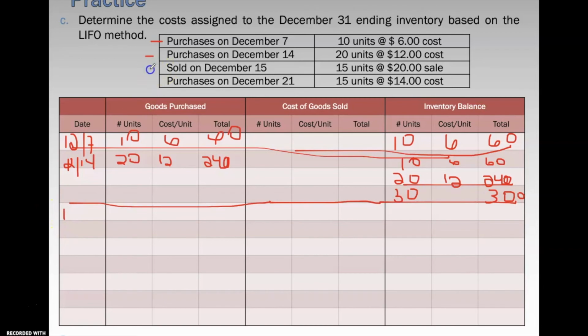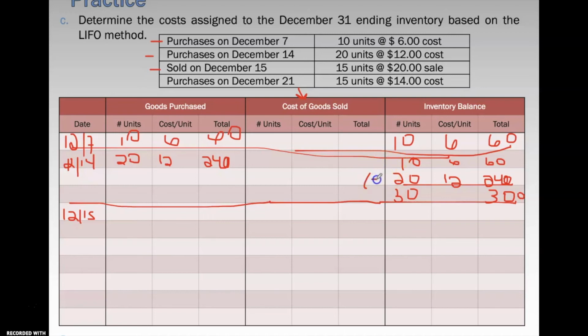So we did the sale on December 15th. 12.15. We're going to be using the middle columns this time, right? Because we did a sale. So we sold 15 units. You don't just write 15 in here, right? We have to pick which 15 from our balance that we sold. Because we're doing LIFO, last in, first out, what's going out is coming from the end, the last thing I bought. So before, we started at the top and worked our way down; now we'll start at the bottom and work our way up.